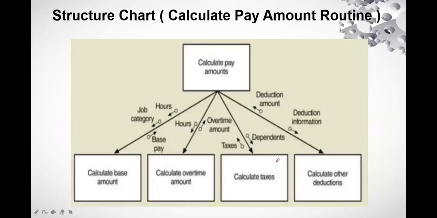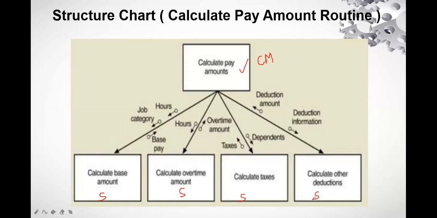Right? Now, we have an example of a calculate pay amount routine. In this, we are going to design a structure chart at a very basic level. First of all, we have a complete system module called calculate pay amount. Now, this calculate pay amount is decomposed into submodules. So the first thing is it is a control module, right? Now, what are the subordinate modules? These four are the subordinate modules.